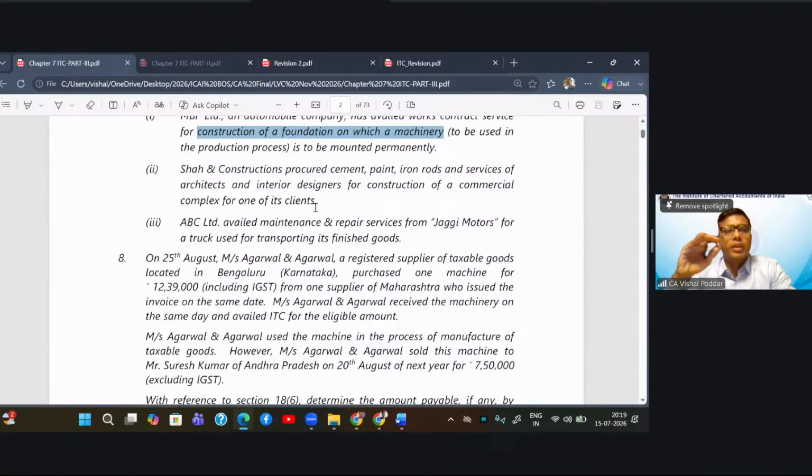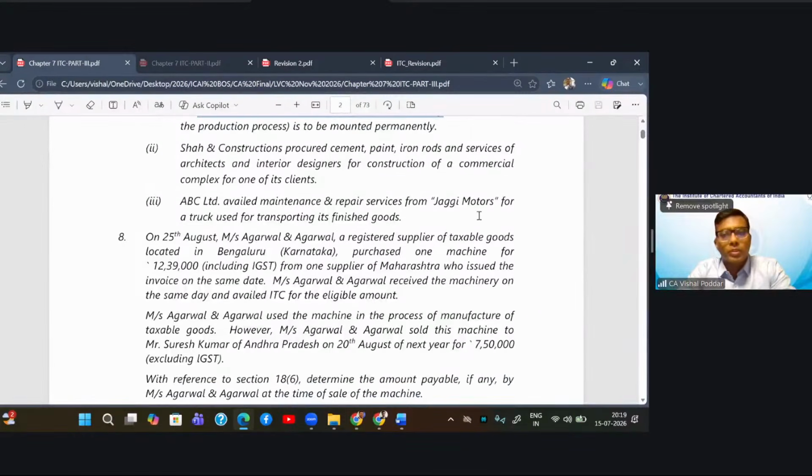Next, third scenario. ABC Limited availed maintenance and repair services from Jaggi Motors for a truck used for transporting its finished goods. Again, this deals with the 17.5 restriction. In 17.5, we have seen that for motor vehicles, credit may be allowed, credit may be disallowed. So there are two categories. The first category is whether it is a passenger vehicle or a goods vehicle. If it is a goods vehicle, the credit is always allowed.